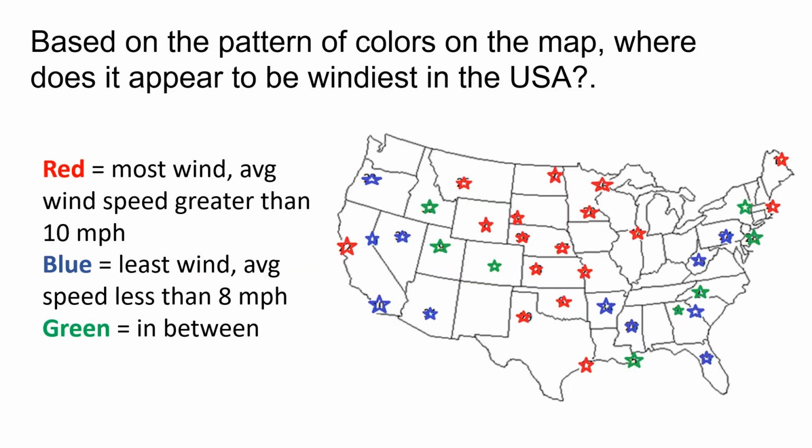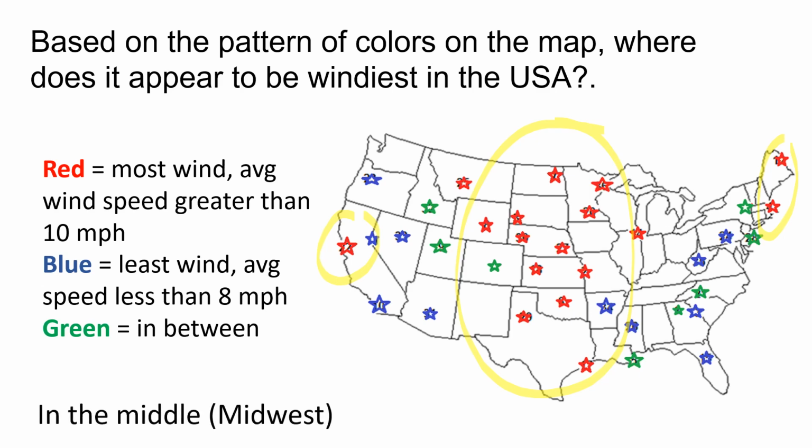So here's a map of places where it is and is not windy in this country. Red is where you get the most wind, blue is where the least, and green is somewhere in the middle. And you can kind of see here, it seems like we have a lot of wind in the middle part of the country. In addition, a couple places here along the coast. We've got to explain why. Why is it so windy in the middle of our country?